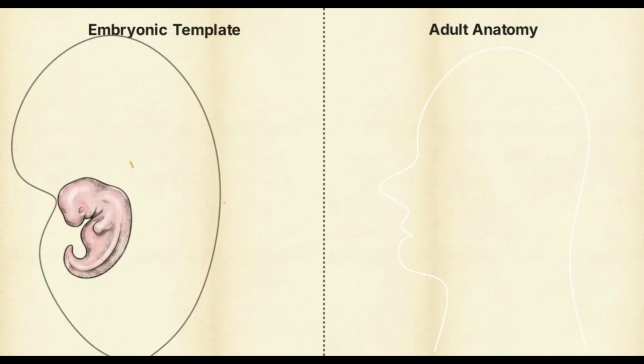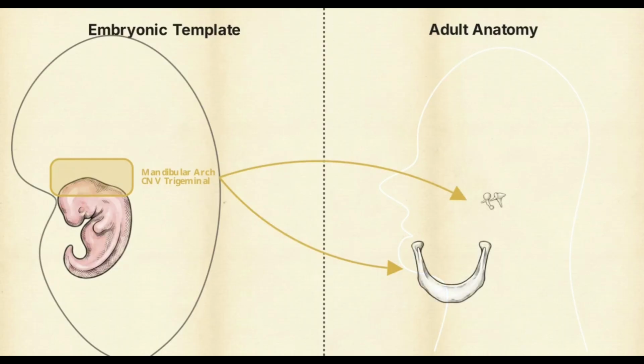Arch 1, the mandibular arch, is wired to the trigeminal nerve. Its cells form the middle ear's malleus and incus, and the lower jaw. The mesoderm of Arch 1 forms the muscles that operate the jaw, the muscles of mastication, along with the mylohyoid, the anterior belly of the digastric, and the tensor muscles.